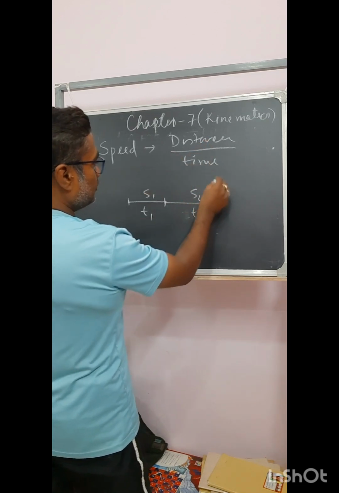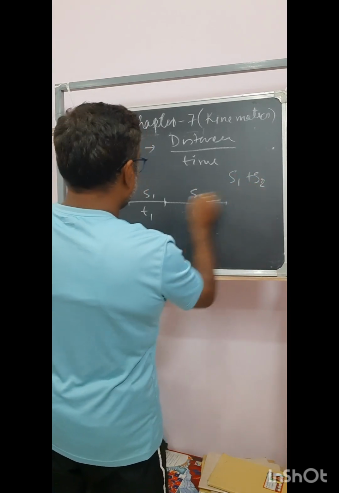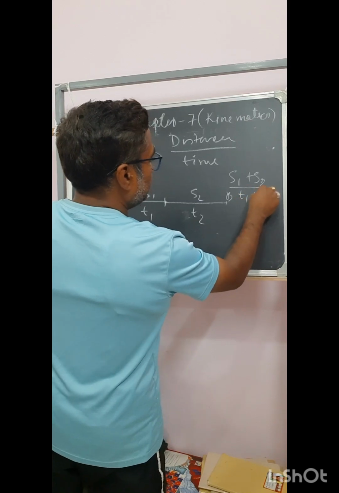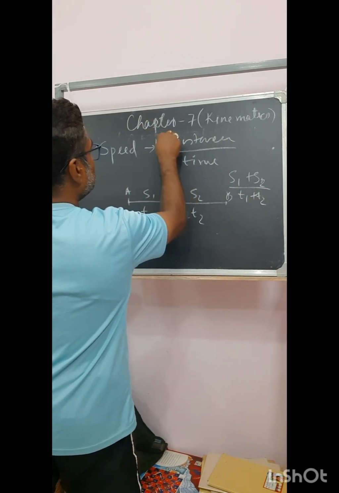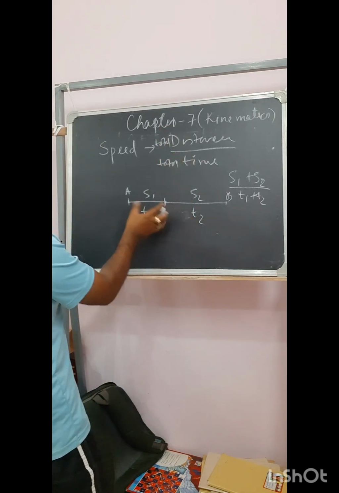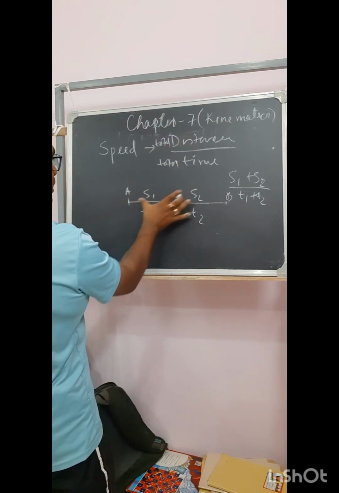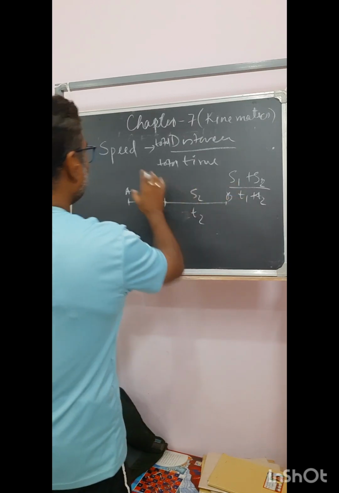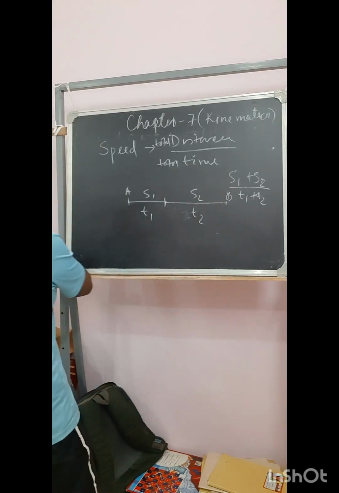For the next part it will be S2 by T2, but overall, if I want to calculate the speed for that total time, it will follow the total distance by total time. Even if it is segment-wise, it follows the distance S1 by T1. If I take the total distance S1 plus S2 by total time, we can generalize: total distance by total time. This is speed.